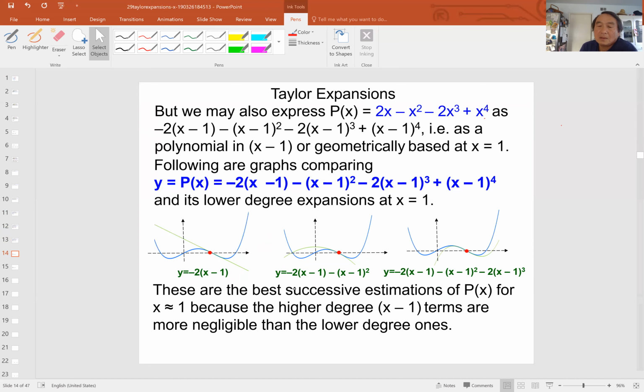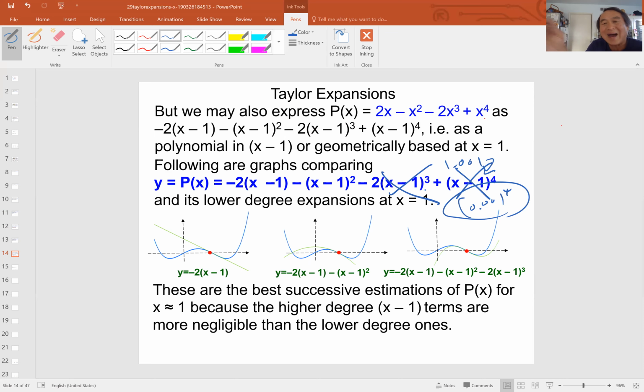The reason they approximate is that if I choose a number very close to x equal to 1, say I evaluate at x minus 1 equal to 0.1, when I plug it in, I wind up with 0.1 to the 4th power, which is really negligible. In other words, for x very close to 1, the higher degree terms are negligible compared to the lower ones, and the higher degree terms just make the accuracy a little better, a little better, a little better.